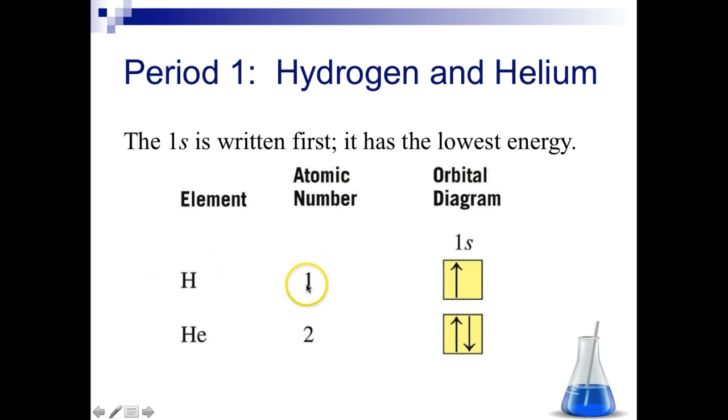Hydrogen has an atomic number of 1, and so it only has 1 electron, and that electron is going to be found in the 1s orbital diagram because the 1s orbital is the lowest energy, and it's going to be facing up. Helium has an atomic number of 2 and has 2 electrons in it. So what's going to happen with helium is that you're going to have both electrons in the 1s orbital, one facing up and the other facing down.